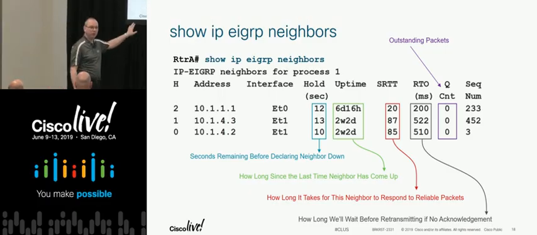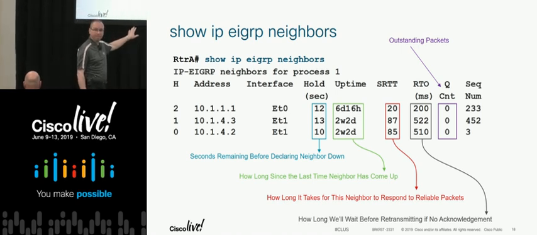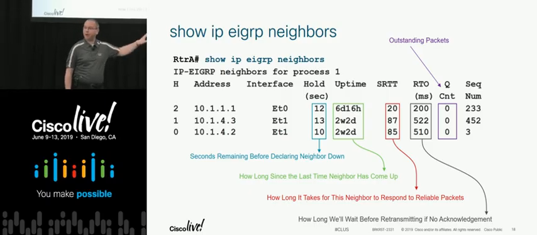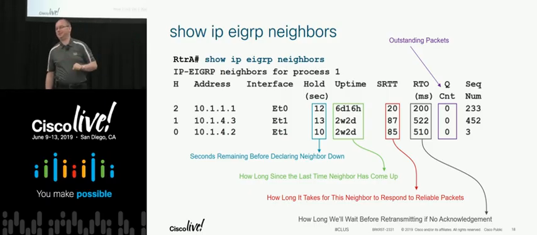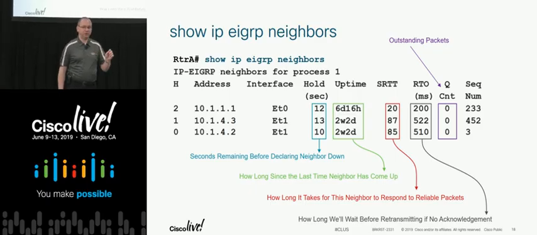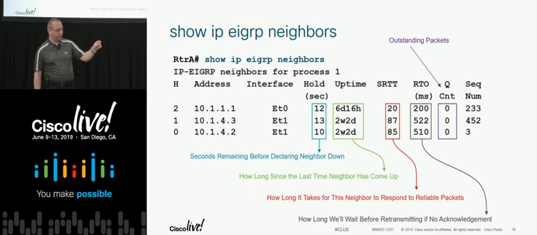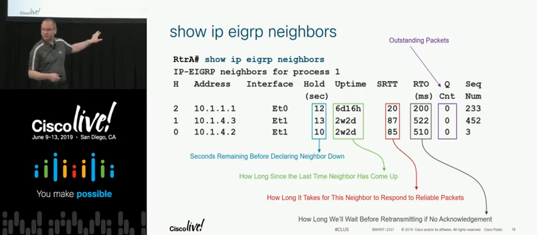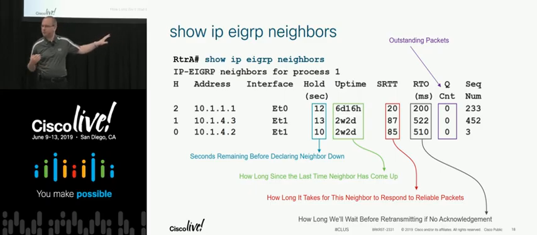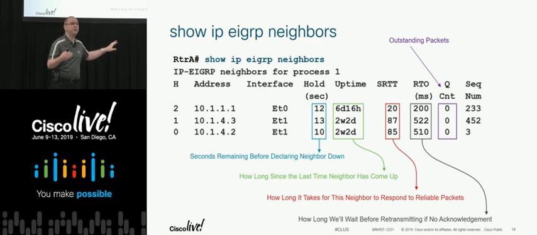Anybody, what is the queue count? Updates waiting to be not just sent, but acknowledged. Whenever I send an update or a query or a reply to somebody, I need the guy to acknowledge it back. If he doesn't, I send it again. Well, if there are outstanding packets sent out but not acknowledged, I might have a problem because the acknowledgement is not coming back. My update isn't making it through.